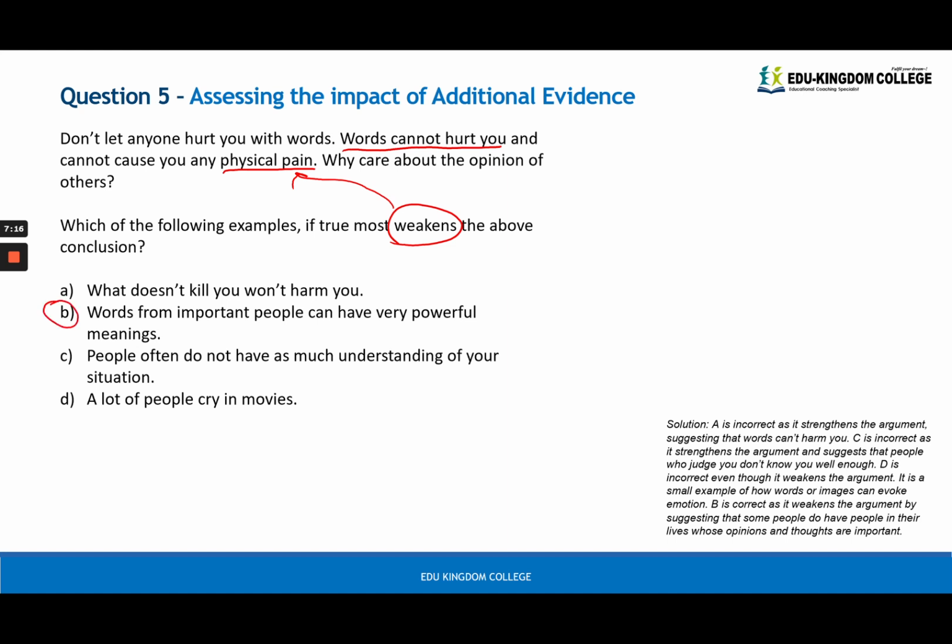Words from important people can have very powerful meanings. It suggests that some people and their opinions are actually very powerful and things that we can care about, and they can hurt someone and cause pain. So this argument would be very good to weaken our statement. Have a read of the solutions as to why the other ones are incorrect.